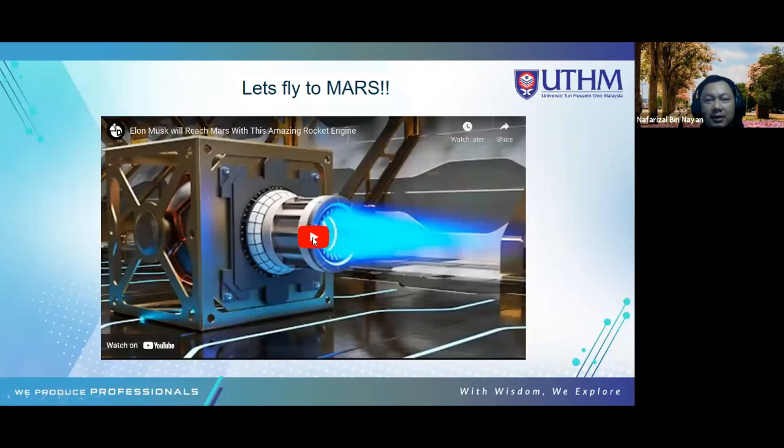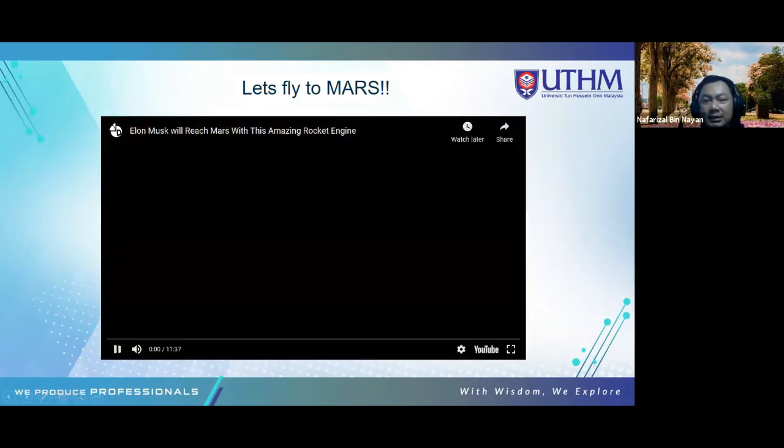I wonder if you guys know about Elon Musk. He's a very famous person that tried to create a lot of technology, and they want to use it even for the space industry, right? So you can see how they want to reach Mars by using the plasma engine actually.